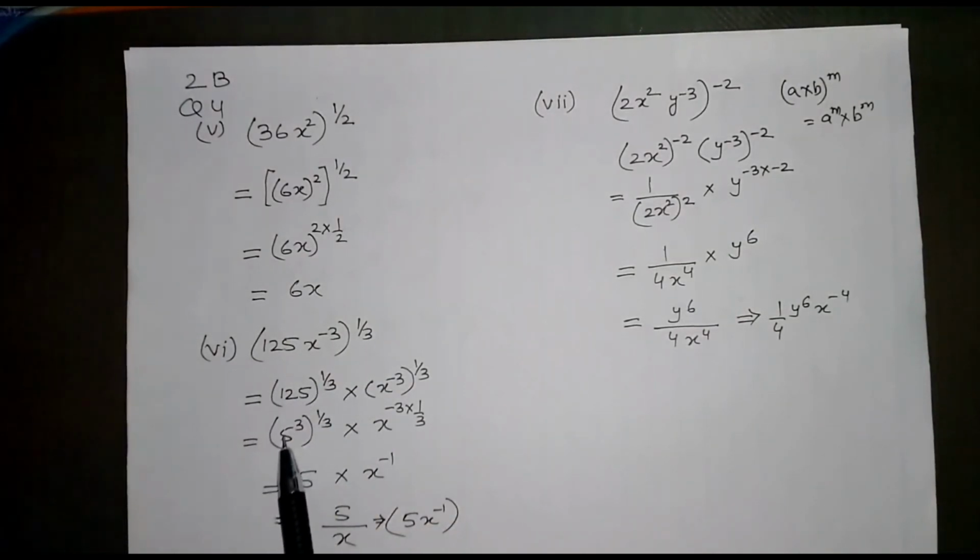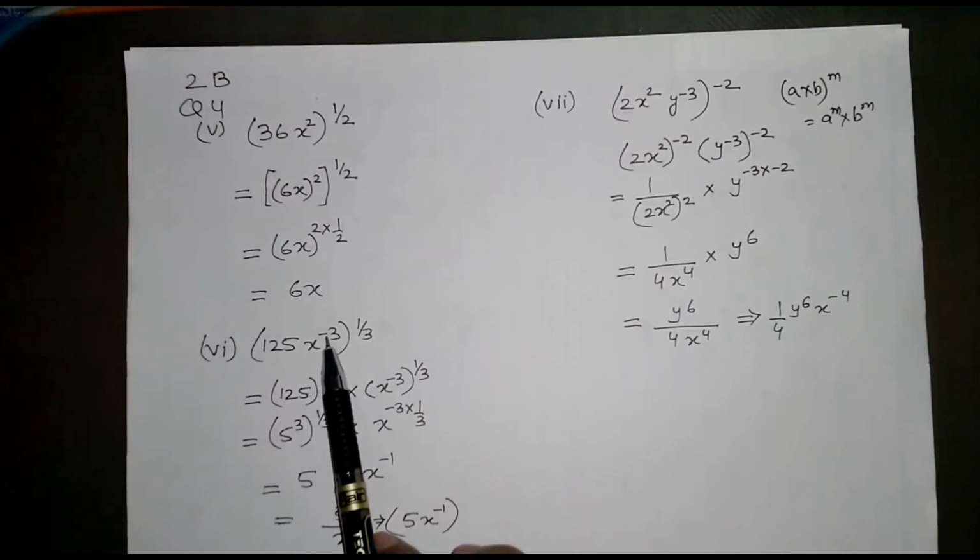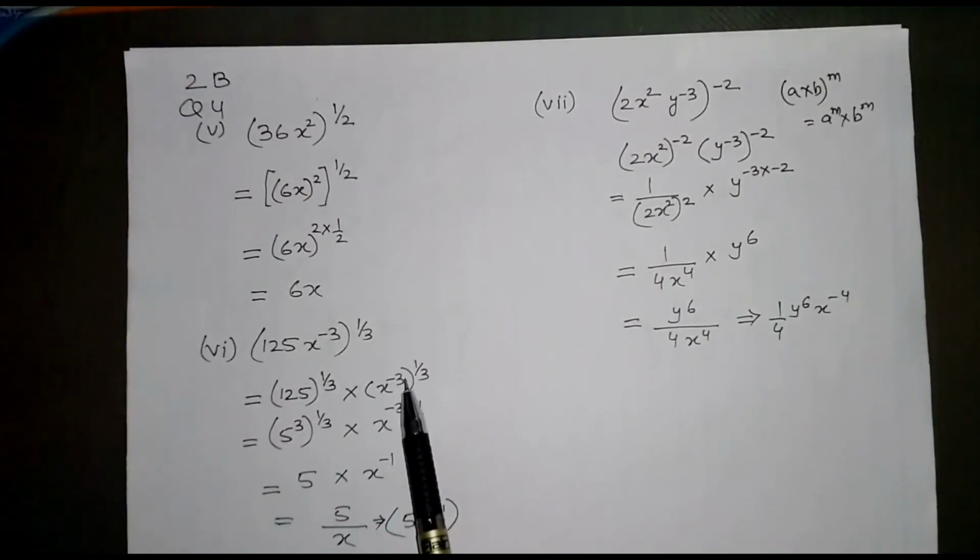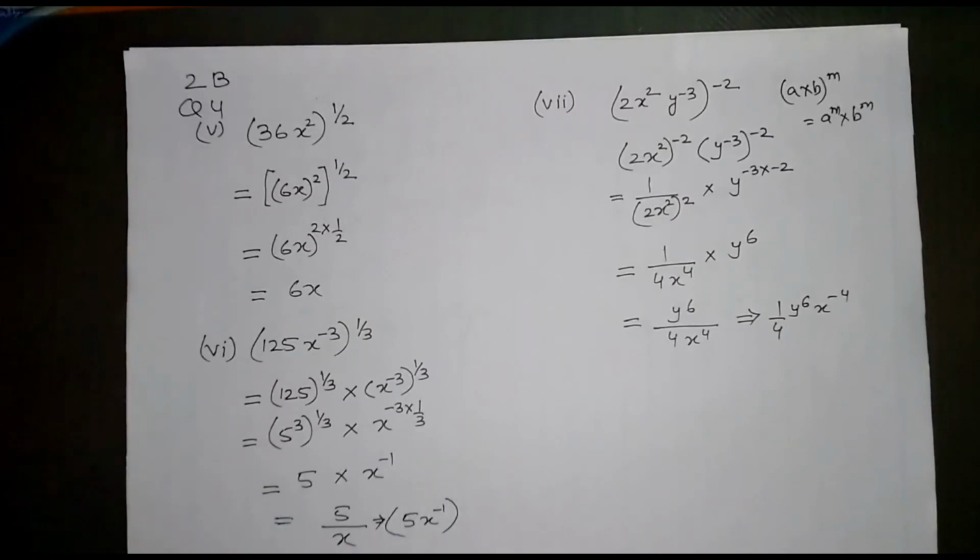125 is 5 cube and this 3 gets cancelled, we have 5 here. We have x raised to minus 3. So with power minus 3 into 1 by 3, we have x raised to minus 1. So our final answer, if we take it in the denominator, will be 5 by x, or if we write it like this, 5 into x raised to minus 1.